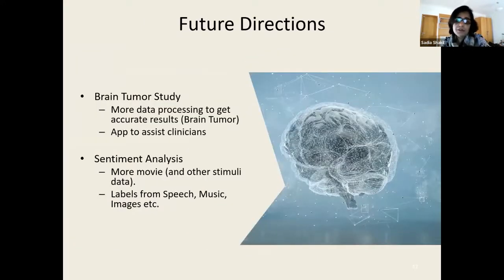These are some future directions that we would like to continue for this project. As I told you, we would like to improve the result of our first study, the brain tumor study, for the 3D analysis part. And at the end of the day, we would like to have an app that can assist clinicians in real time. For the other study, it's just a start. We would like to extract labels from speech, music, images, and so forth, and apply those labels on the data and see how it works.